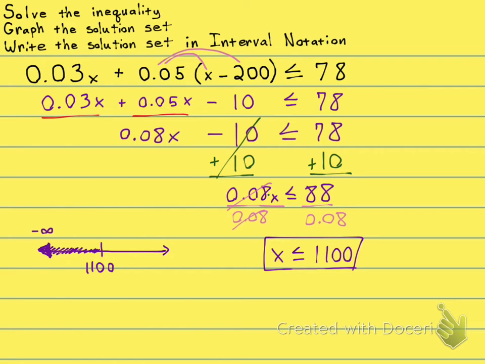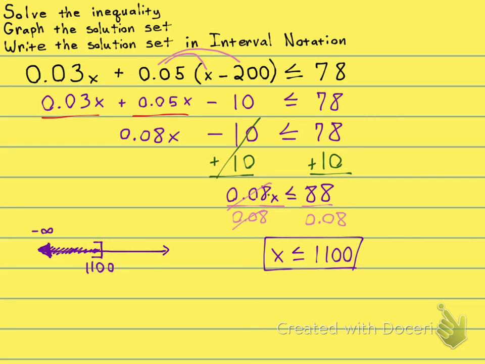And on that 1100, since it is included, you would use a closed circle or a bracket. Bracket, bracket, bracket. Okay, since this has a line, you need to make something out of lines, right? Line, line, line. All right, so that's how we show it graphically. That's our answer, our solution.